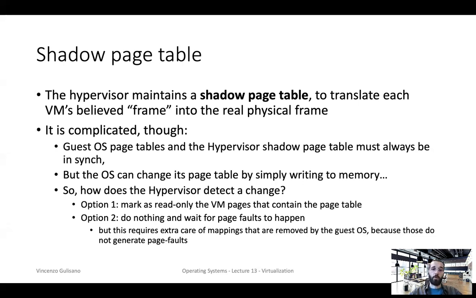Specifically, it does not solve the problem of the guest operating system removing some mappings from the page table, because in that case, since it's removing them, there will not be a page fault when it's trying to access them. That can lead to situations in which the hypervisor has stale shadow page tables and believes the guest operating system is using more memory than it is actually using, because it does not see a change in the guest operating system page table.